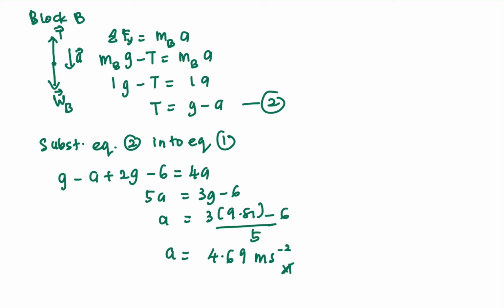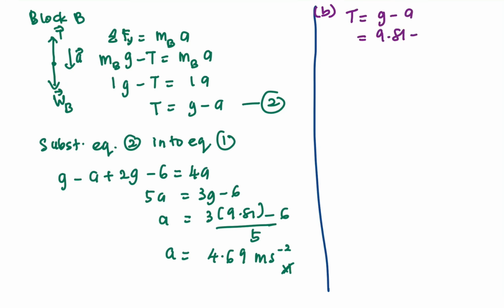How about your tension? So just substitute your value for a. You can use T equal to g minus a. So 9.81 minus 4.69, and you get your tension, which is equal to 5.12 Newtons.